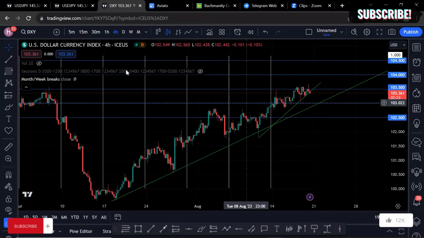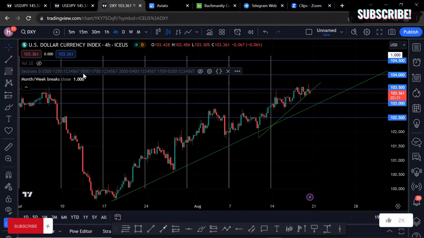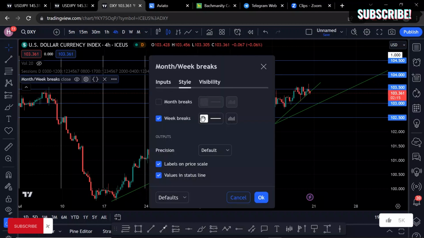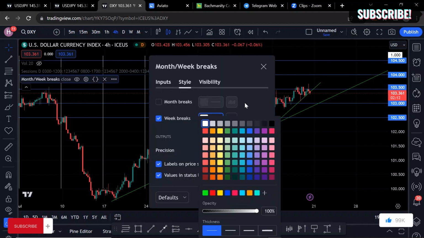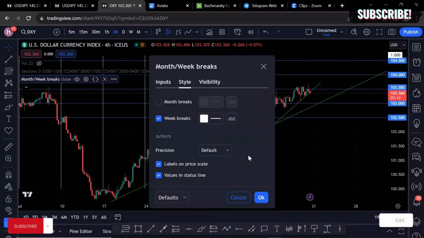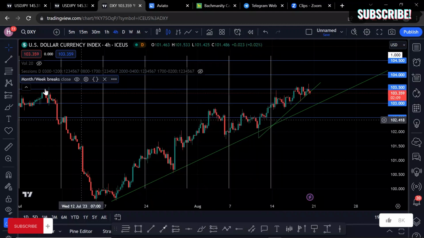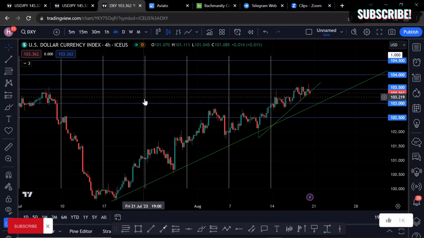Because I'm using a black background chart, the line is white. But you can change the settings here. You can change it to black if you are using a white background chart. So let's continue.